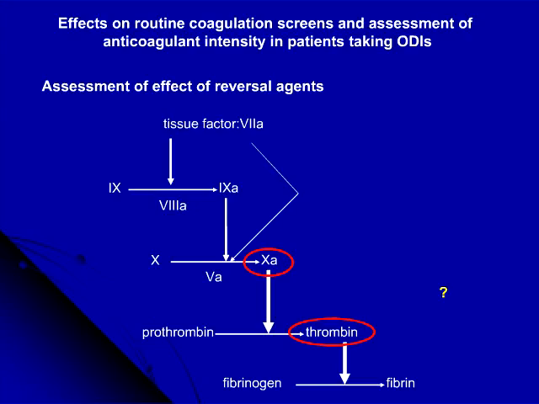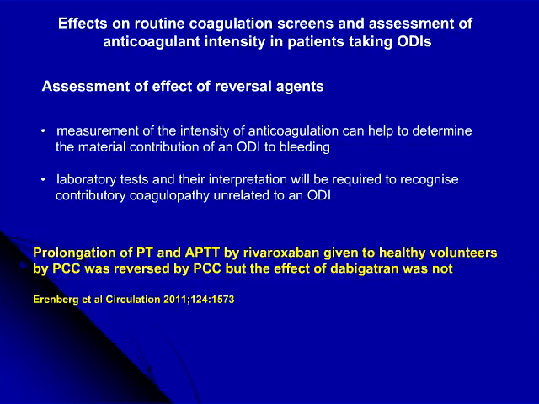And the last thing I'd just like to finish with is the issue of reversal, if we can use that term, of the new ODIs. Now, there will be antidotes in the future. These are not currently available for routine practice, but clinicians in extreme circumstances are using prothrombin complex concentrates, recombinant factor 7A. I think the message at the moment is very simple. One might see an effect of a reversal agent on a laboratory test, but there is absolutely no indication as yet that correction of a laboratory test would correlate with a clinical benefit.